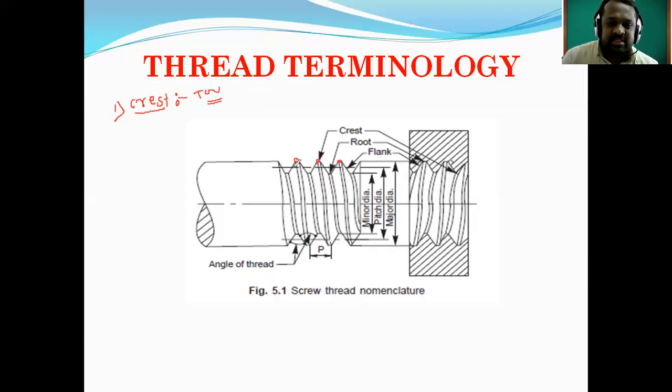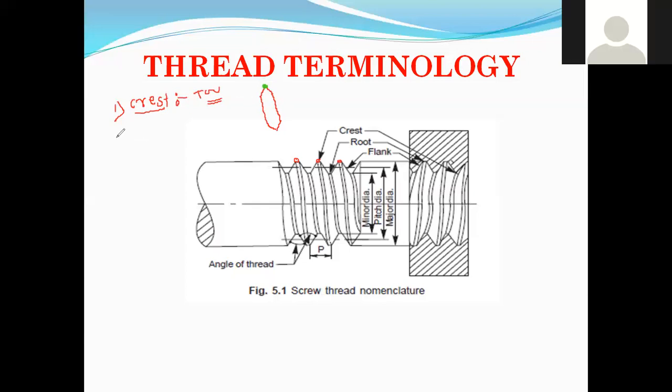Understood? See, this is the thread. Suppose I draw it here. See, this is the thread. Whatever the topmost portion is, see, this is the topmost portion. It is clear. That topmost portion is called the crest. Understood what is meant by the crest? Crest is nothing but the topmost portion of the thread.